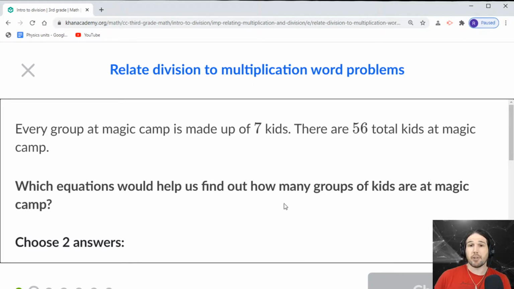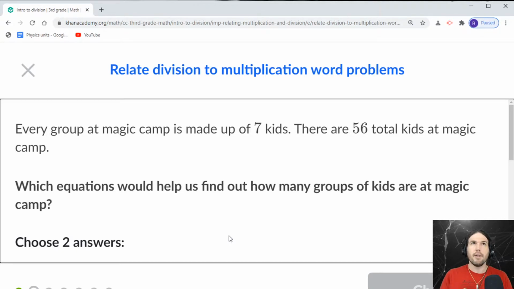Every group at Magic Camp is made up of 7 kids. There are 56 total kids at Magic Camp. Which equations would help us find out how many groups of kids are at Magic Camp? If there are 7 kids in a group, we need to know how many groups it's going to take. We can do that by multiplying 7 times some number, which I think in this case is 8, to get to 56. The other way we could see it is, if we have 56 total kids and divide them into groups of 7, how many groups will it take?